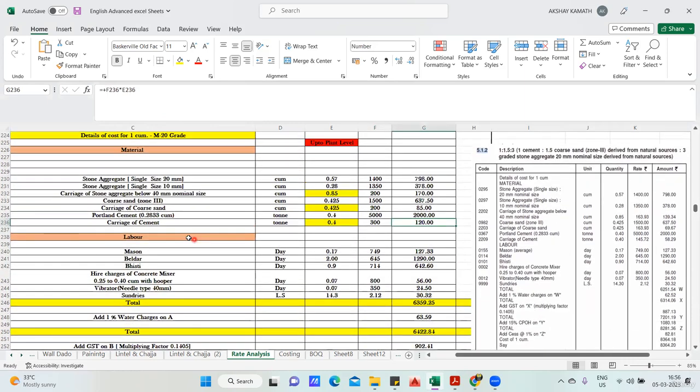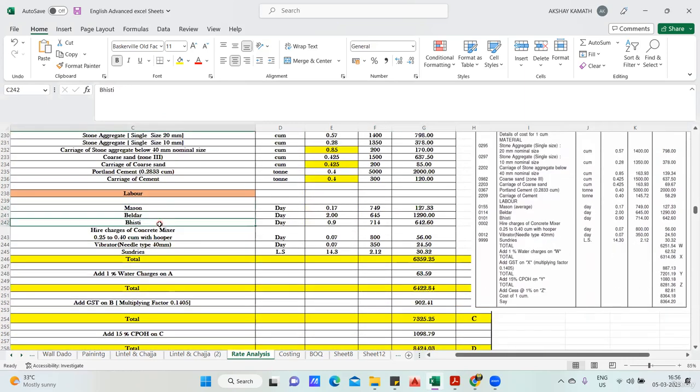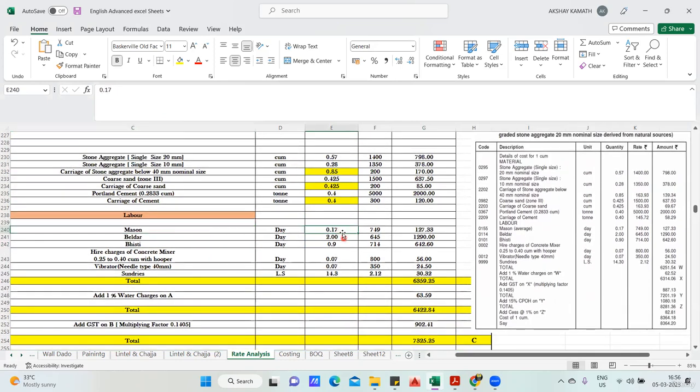After that, I require labor. In that, I have a mason, beldar, and bisti. So the mason will be helping you in doing the concreting work. His unit is 0.17 per day. He'll take 749 rupees. I've taken the rate directly from DSR. You check what is the market value for a mason per day. If it comes to work, he'll take minimum 800 rupees from us. Beldar will take 645 rupees. Bisti is a person who adds water. If you're preparing concrete, you want a person to add water, isn't it? Got it? So his unit is 0.9.